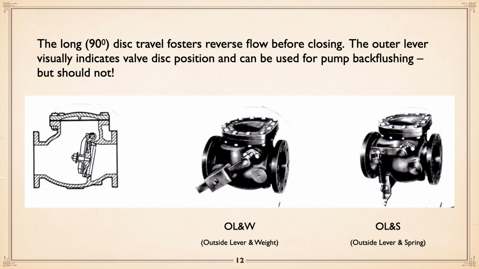The issue is that, basically speaking, if you look at the check valve on the left, that long travel usually will permit flow, some reverse flow to occur before the valve actually seats. Then it seats, bang, and you get water hammer because of the sudden closing. What you're trying to do with the weights is to get it to close before you get much reversal. And the external lever weight or spring, you can see whether the valve is open or not simply by the position of the lever. You also can use it for pump back flushing, which I'm suggesting you don't. We'll get into that in a minute.